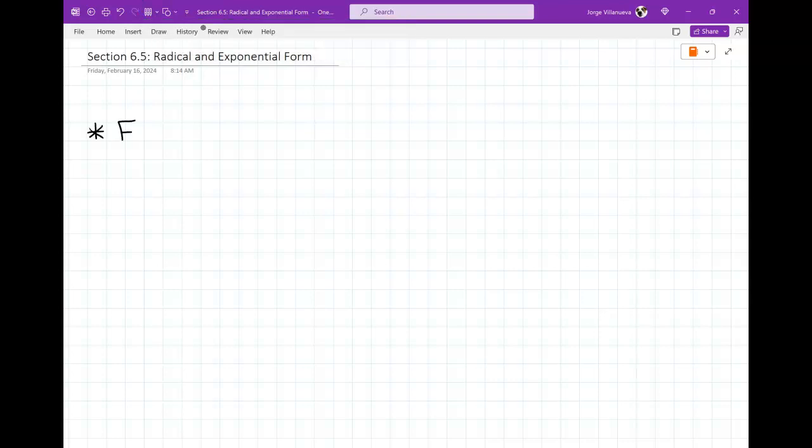So I'm going to put from exponent to radical. Okay, so from exponent to radical. And then later, once we're done with the first three examples, we'll go from radical to exponent. So we're just going to go back and forth. That's it.